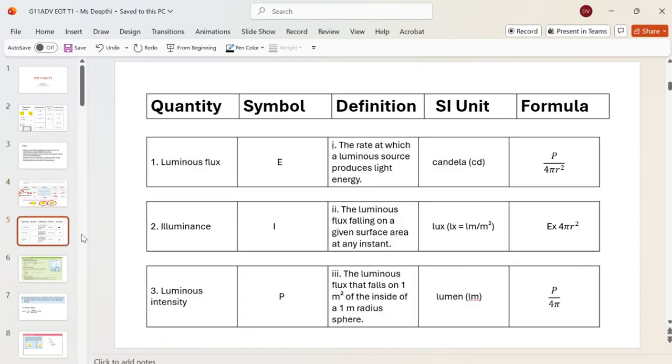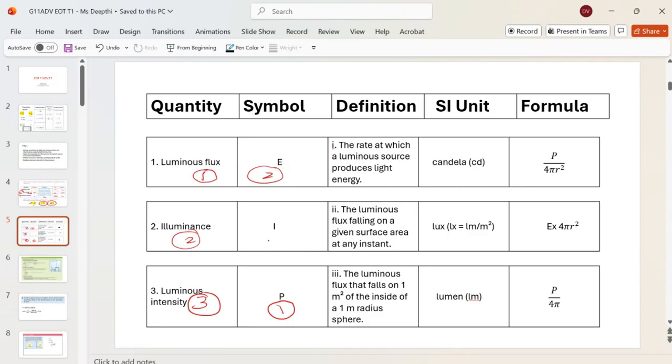Most likely you're going to have a question like this to match the terms in column 1 to the other columns. So if you have this as the first, second, and the third, what is the letter for luminous flux? It's P, right? So you can match. You can draw lines in the exam and you can match. Then illuminance, what's the letter? It is E, not I. Although illuminance starts with I, the letter is E. Okay, so that's 2. And number 3, luminous intensity. Intensity is the letter that we use.